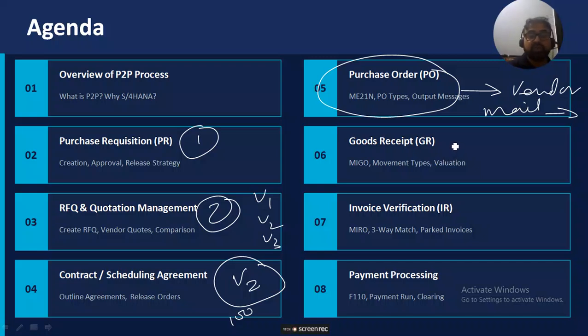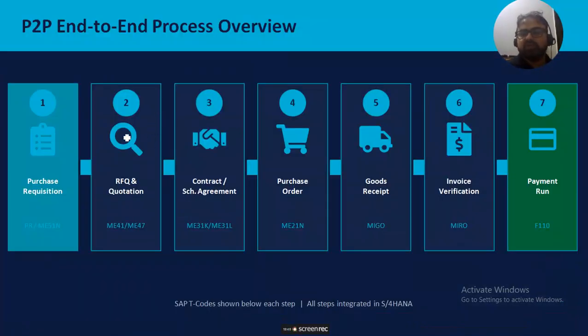Once you create the purchase order number, the system generates a printout, right? That kind of printout, the purchase order, you can send to the vendor. Now goods receipt, once the invoice and material came from the vendor, you can do the goods receipt. Once goods receipt is done, you can do the MIRO, means invoice verification, and then payment. Right. So this is the complete P2P cycle.